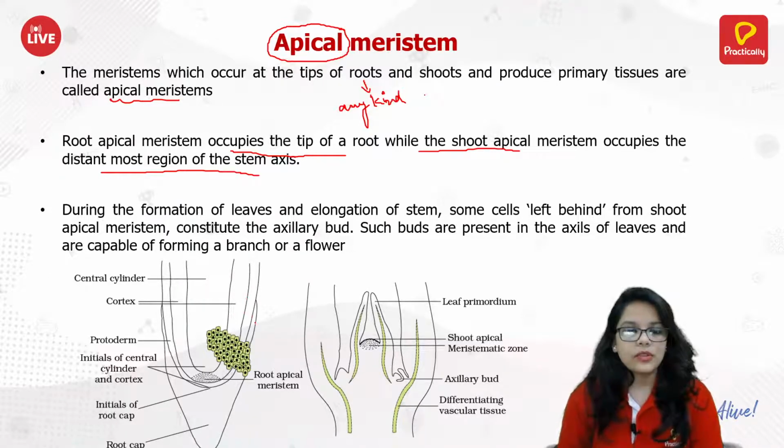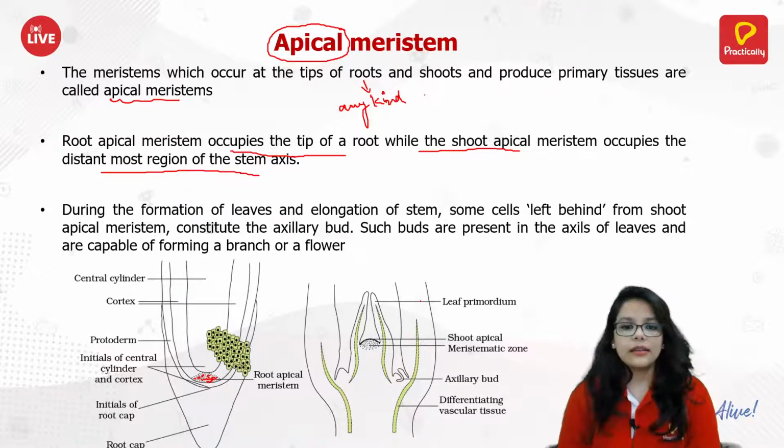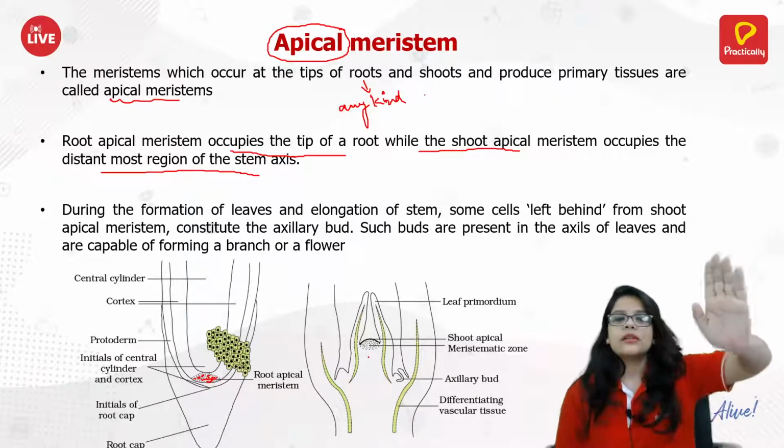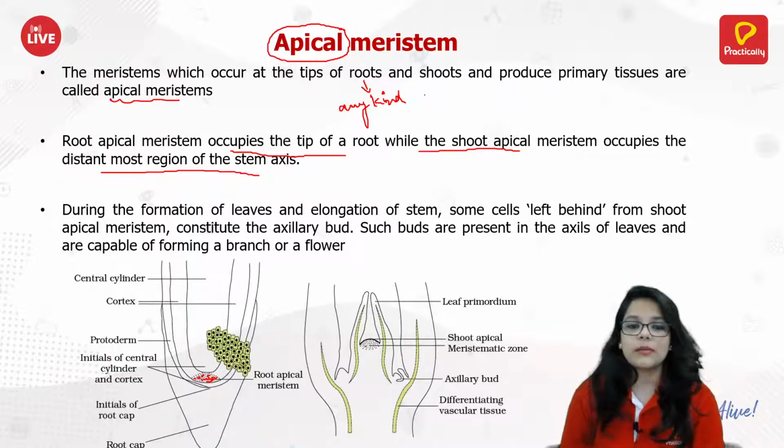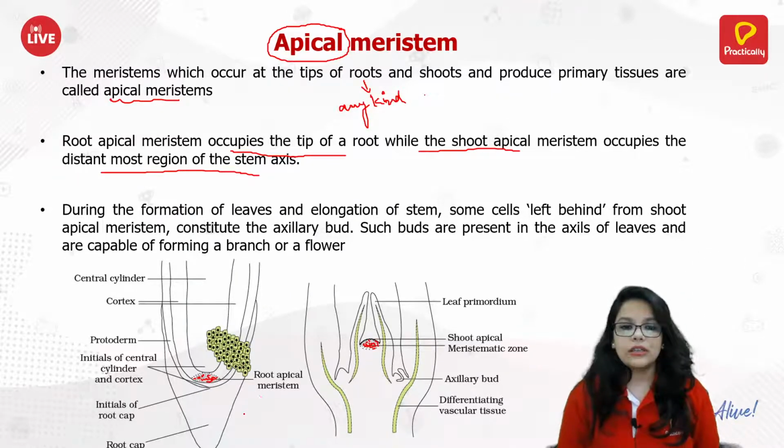See, so this is the root meristem. This is the place from where it keeps dividing. And here this is the shoot meristem at the distant most region of the stem axis. They'll be dividing. Whenever they're increasing, that will be from here. Either this is root and this is the stem.